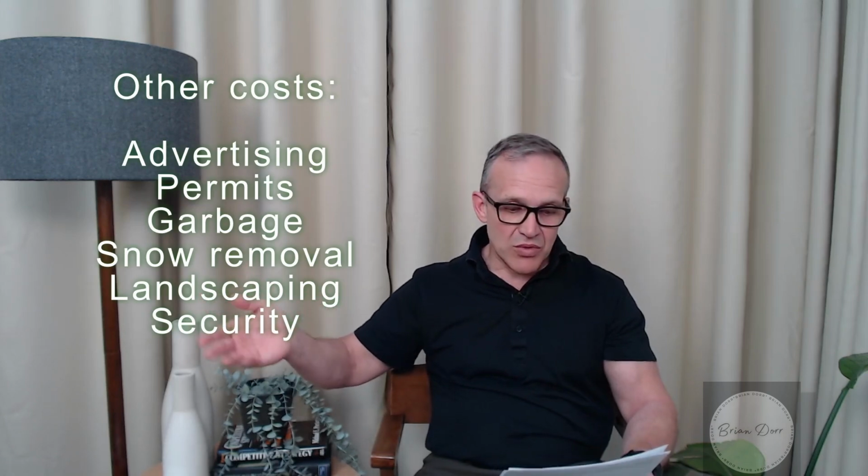If you want to create a pro forma for yourself for a CMHC application, you can call our office. We'll happily guide you through it. But theoretically, you could look this up yourself. The other costs, like advertising, permits, garbage, snow removal, landscaping, and security, they do 1% of effective gross income. That's other. Everything else is actual costs.